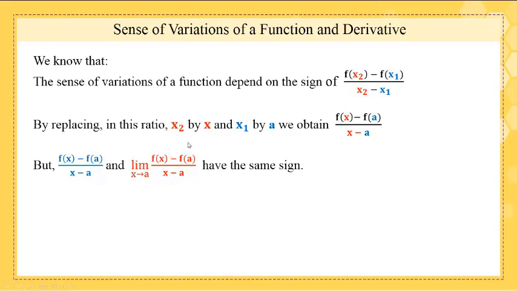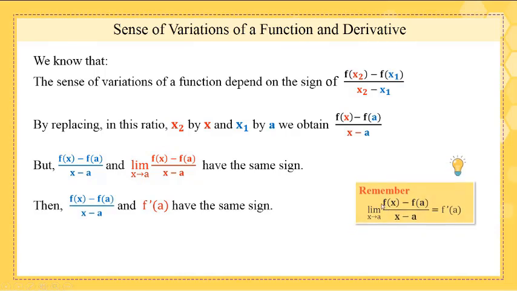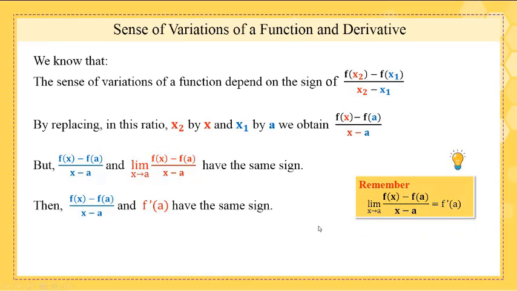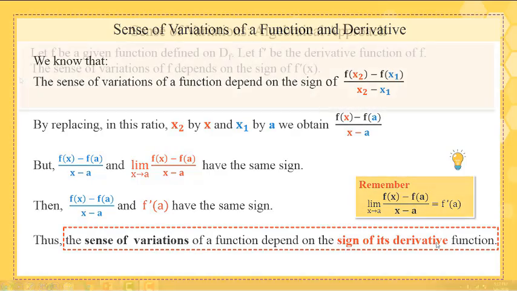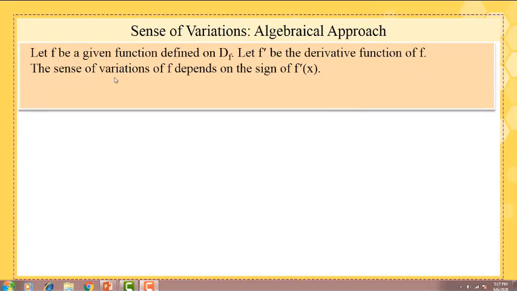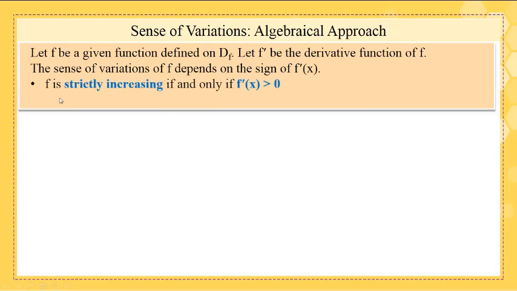But do you remember what this limit equals? Yes, it equals f prime of a. Thus, the sense of variations of a function depends on the sign of its derivative function. As we said, the sense of variations of f depends on the sign of f prime of x. That is, f is strictly increasing if and only if f prime of x is strictly positive. F is strictly decreasing if and only if f prime of x is strictly negative.